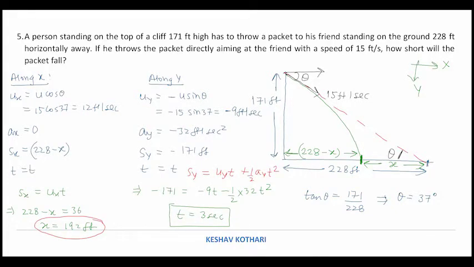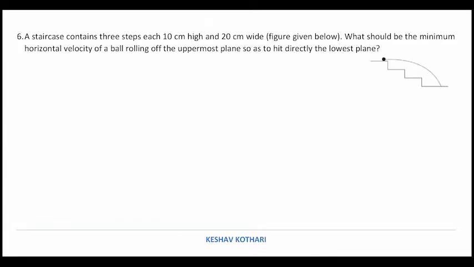So let us deal with the next problem. A staircase contains 3 steps, each 10 cm high and 20 cm wide. What should be the minimum horizontal velocity of a ball rolling off the uppermost plane so as to hit directly the lowest plane? So if I consider this particular diagram, I am redrawing the diagram for better understanding of the problem.